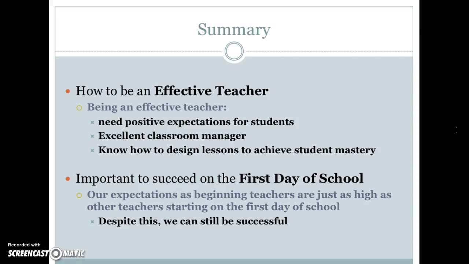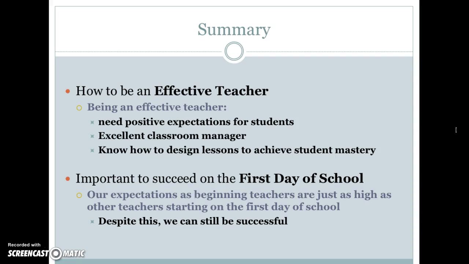All right, moving on. Looking now at the summary. I addressed 4 major points, 2 of which are in this slide that I want to emphasize from this reading. I've already partially discussed what being an effective teacher is, but I'll further elaborate here. According to the book, there are 3 characteristics to being an effective teacher. The first, you need positive expectations for student success. You have to also have excellent classroom management and knowing how to design lessons in order to achieve student mastery.